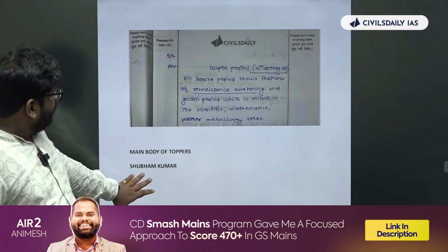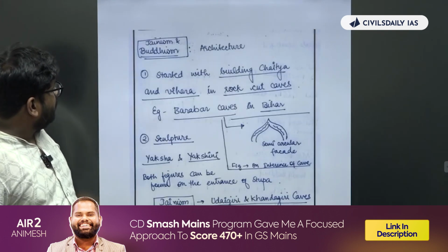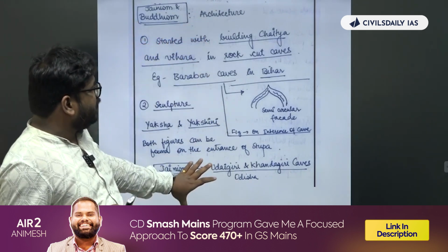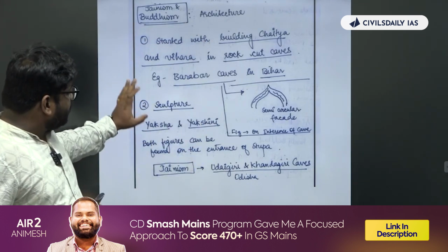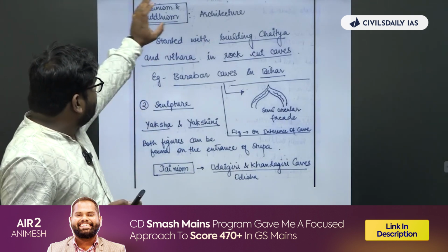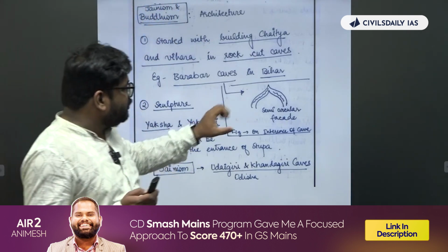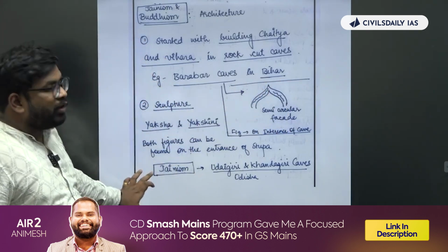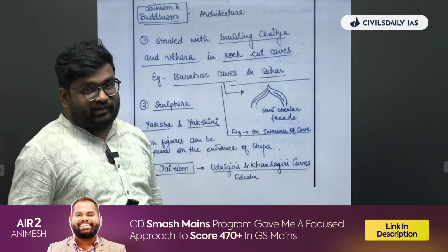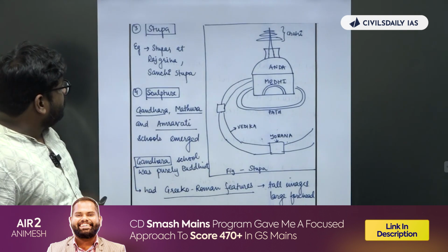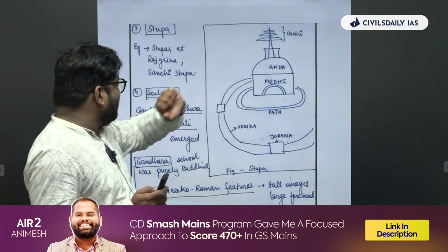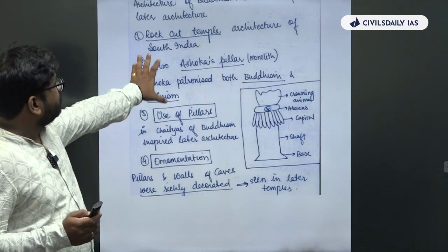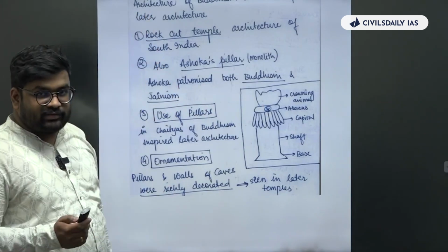If you see the answer of Shubham Kumar on Jainism Buddhism architecture, he has divided it into different sections: sculpture, then Chaitya, Vihara. But the point is the use of the diagram, the use of the example: each and every point of his is substantiated by an example. Here also you see the stupa, the diagram, again the use of the pillars, the use of the diagram. Again there are multiple examples.